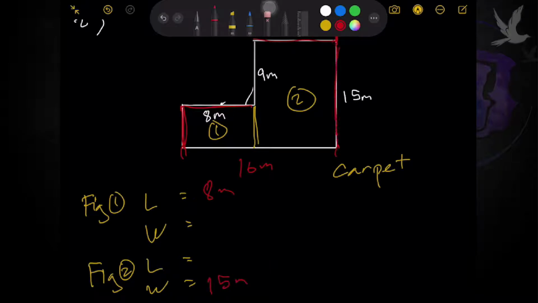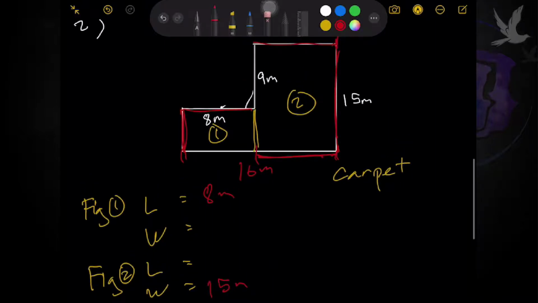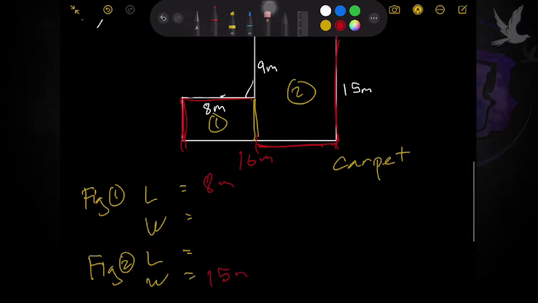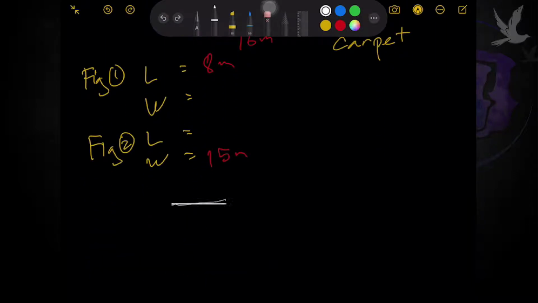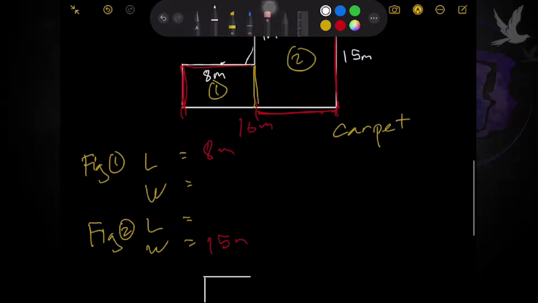Ito. Pero wala tayo ito. We do not know how long this is. So, how to find out kung gaano kahaba yan? Taking this figure, tanggalin ko lang muna tong figure na to. Ilalagay ko sa baba. Okay? Like this. Hindi siya nag-form. Hindi siya nag-form na naman. Pinapahiya ako ng iPad na to. Okay. So, yan. I'm going to take that part.